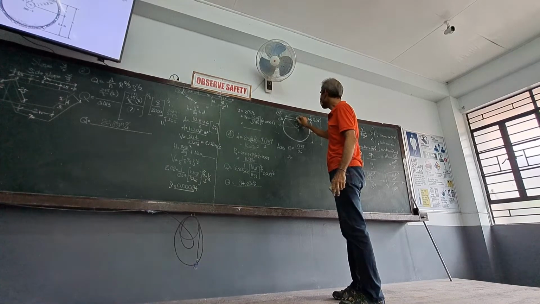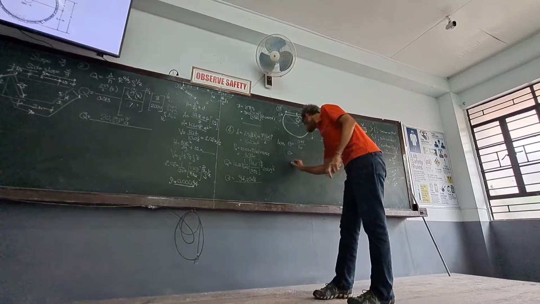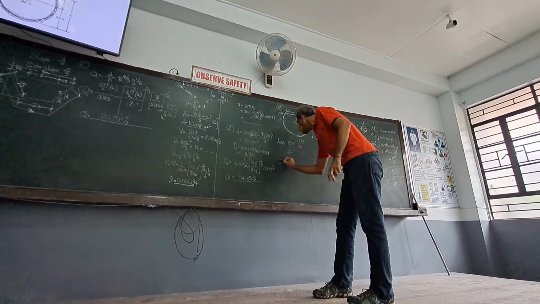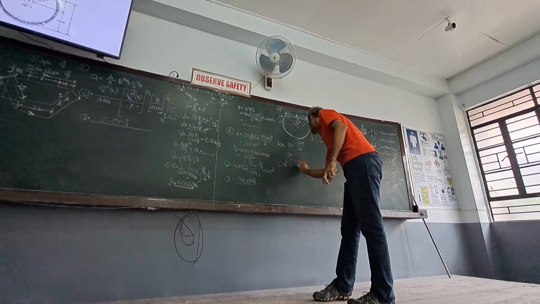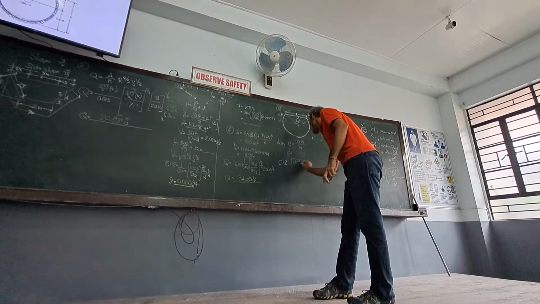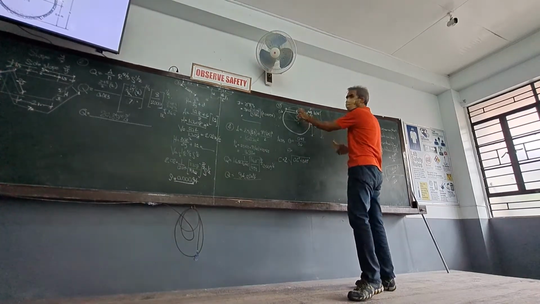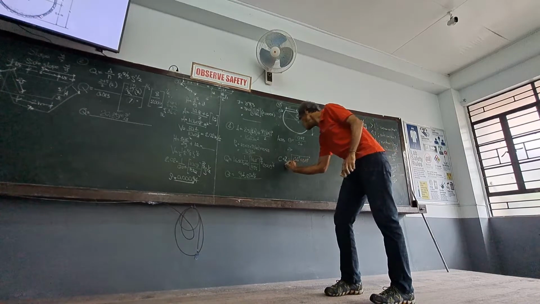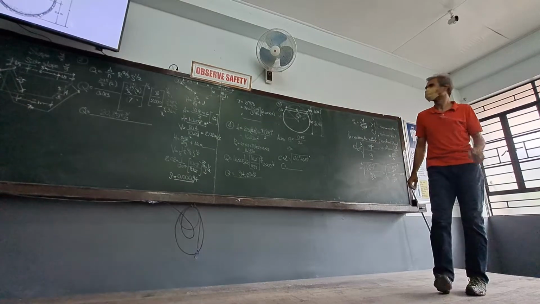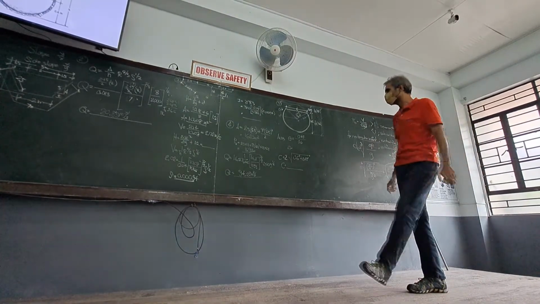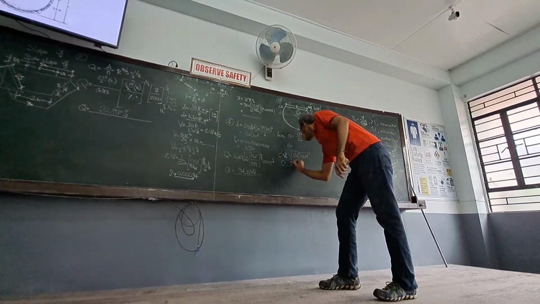We'll call this C, which is the chord. C is equal to twice the square root of 0.6 squared minus 0.45 squared. Then the triangle. What is C? Then theta.